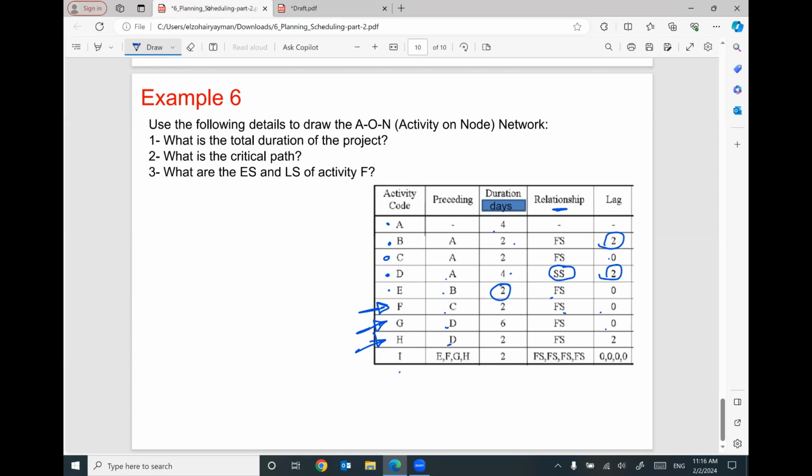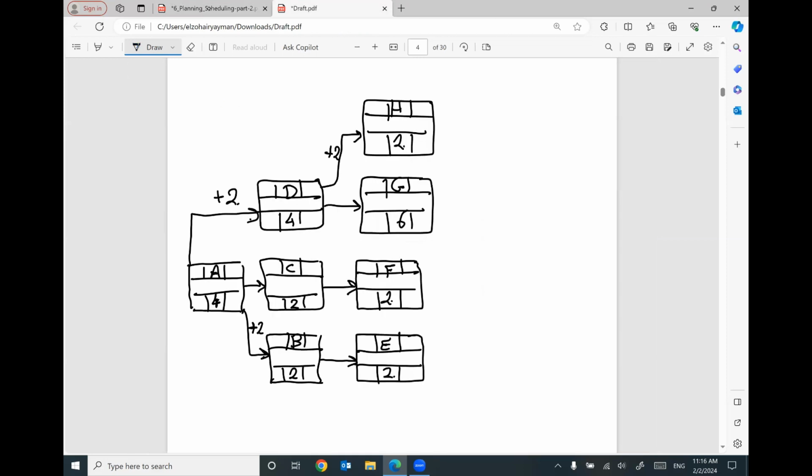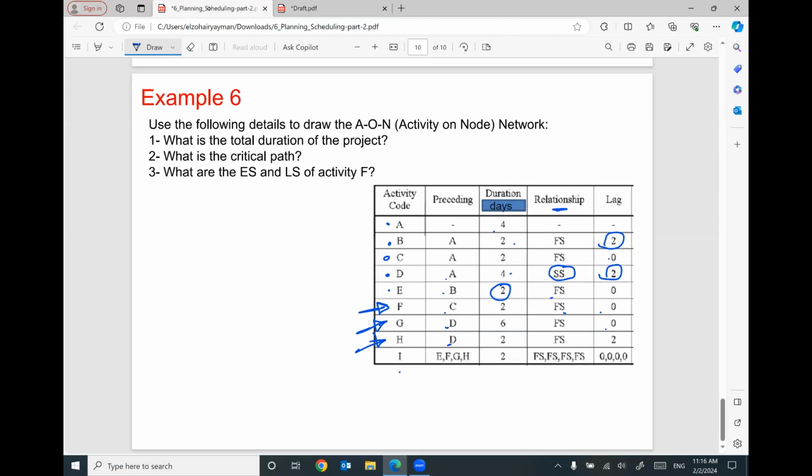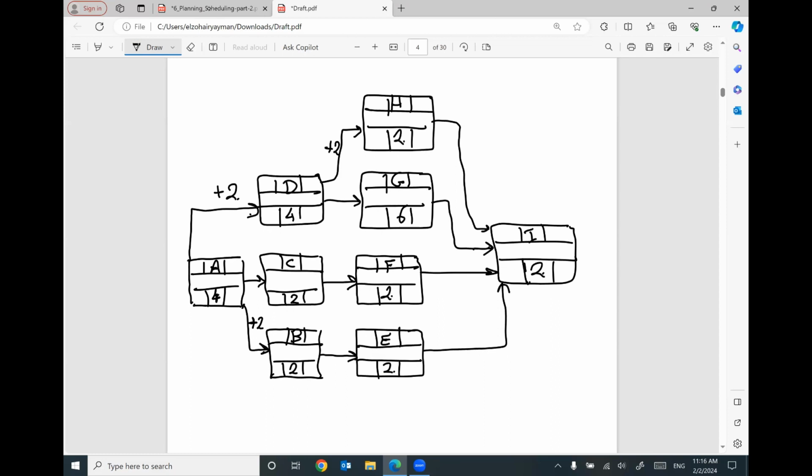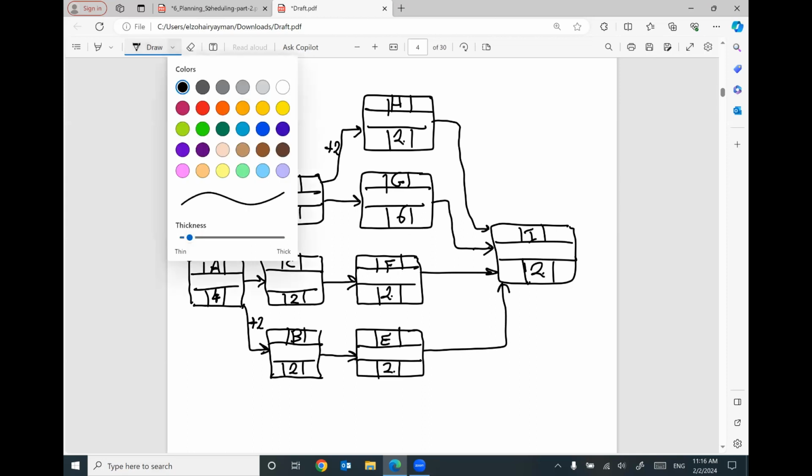Activity I has predecessors E, F, G, H. Looks like we have here the last activity in the project, which is called activity I, with a duration equal to 2, and the relationship with these activities is finish to start. That makes sense? So I started this project with activity A, and I will finish this project with activity I.